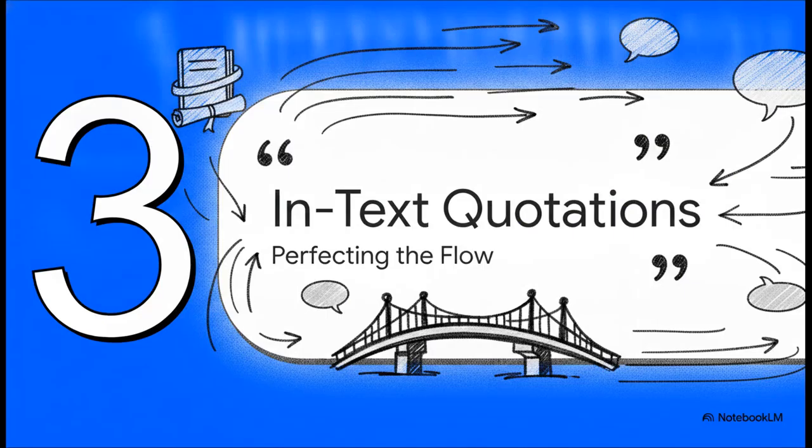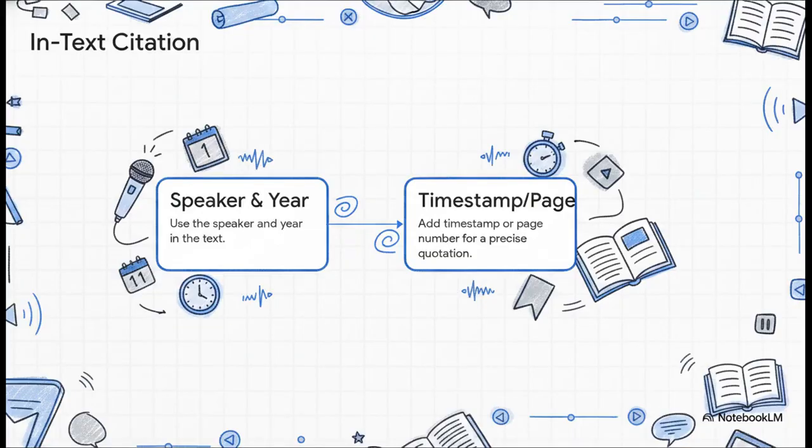Which leads us to Section 3, Perfecting in-text quotations. So far, we've been talking about the big, detailed reference that goes at the very end of your document. But how do we drop this cleanly into the main text of your writing without totally interrupting the flow of your own arguments? Let's see how this builds into an actionable process.